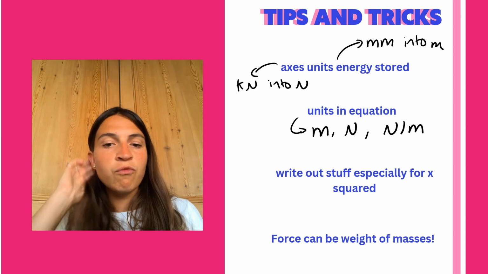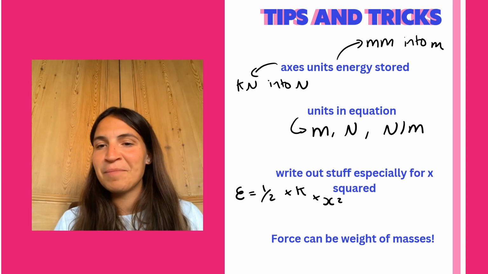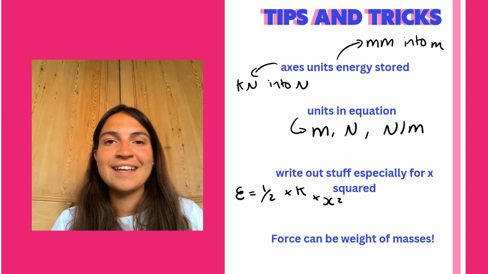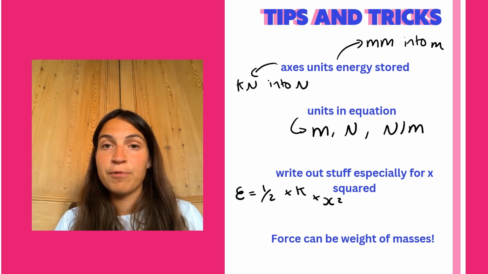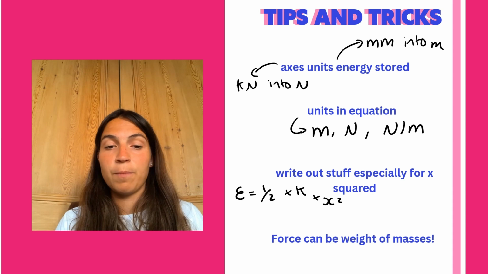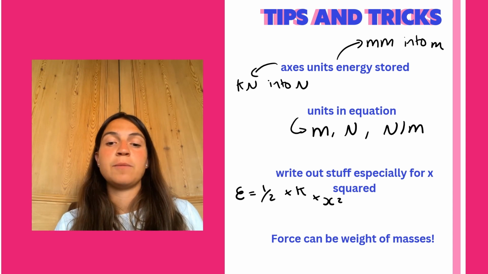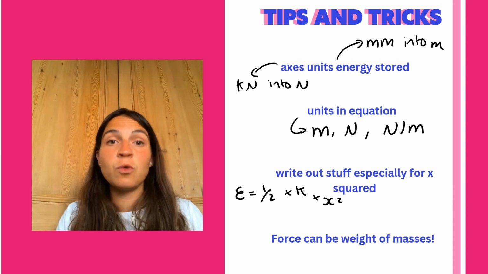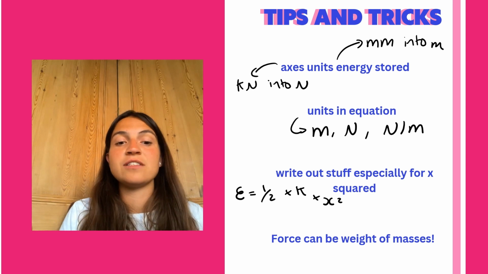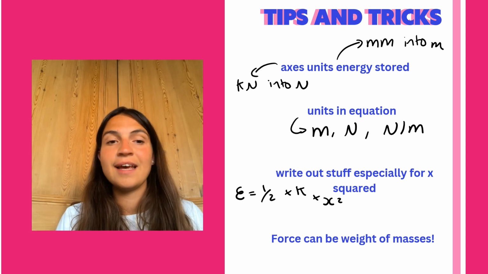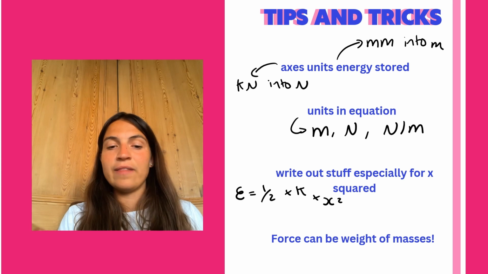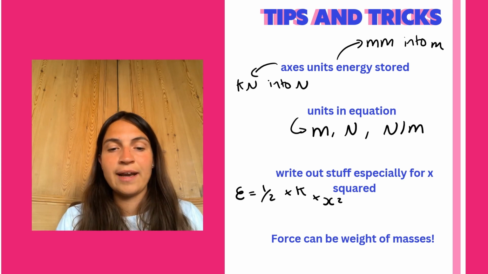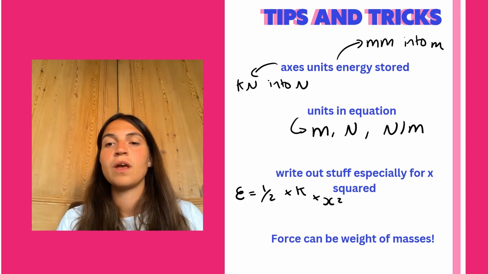Okay, write stuff out. What I mean by write stuff out is write your equations out properly, write your variables out properly. The amount of times I see pupils miss out the squared, for example, on energy is half kx squared. And if you just write it out and are very careful to write squared next to whatever number your extension is, you're less likely to get that wrong.